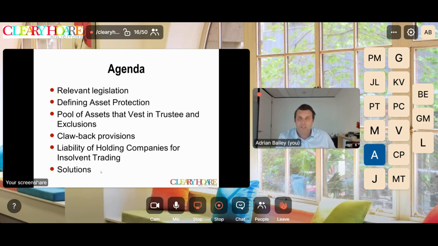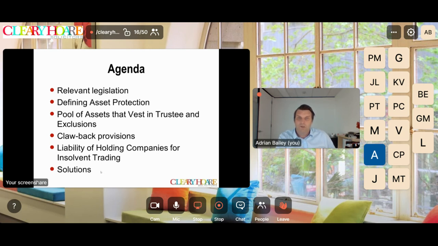So the agenda today is that we're going to have a look at the relevant legislation. Now, this paper is heavy on legislation in that we really do focus on that. We also very briefly define what asset protection is, and have a look at the assets that would vest in the trustee in bankruptcy in an individual setting. And then, in terms of those assets, what we also need to consider in relation to clawback provisions. Having a look at some of the Corporations Act stuff too.